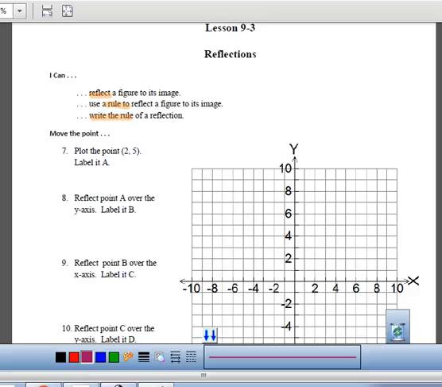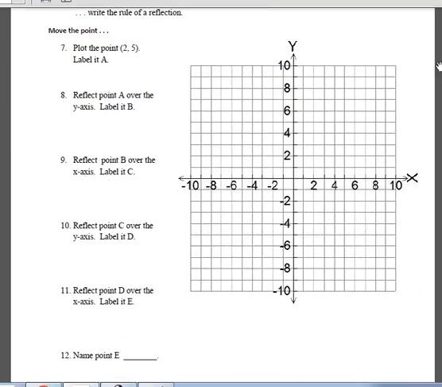Now remember, when we're talking about reflections, a reflection is a flip. And we're going to talk a little bit more about what a flip looks like in just a few moments when we get on to page 20. But for now, let's go through this example below and see what we end up with.